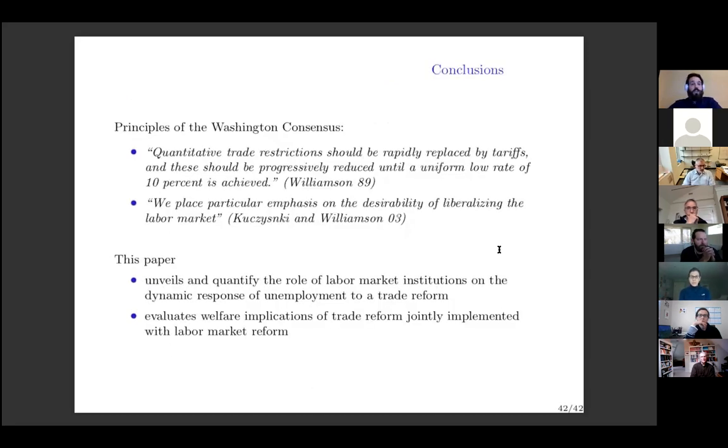So let me conclude here. Basically, I tried in this paper to unveil and quantify the role of labor market institutions in the response of unemployment following trade liberalization, and to evaluate the welfare implications of those trade reforms. I tried to show you that there is a trade-off between aggregate welfare and the dispersion of welfare that is generated as an economy moves from employment rigidity toward wage rigidity. Thanks a lot for your attention and your time.